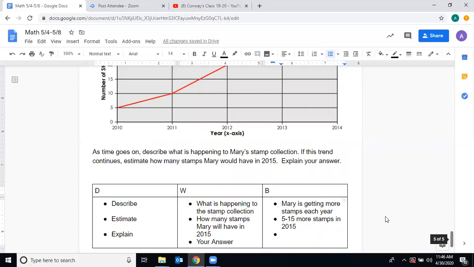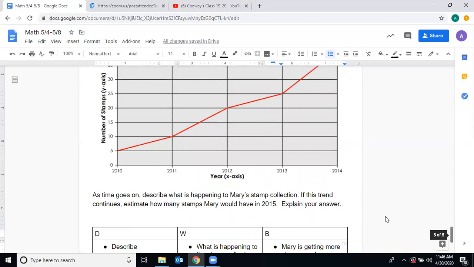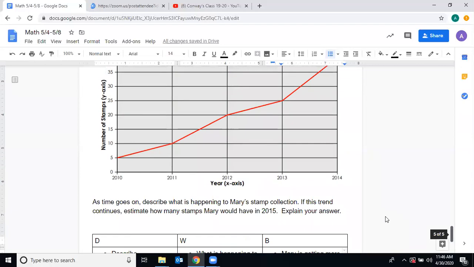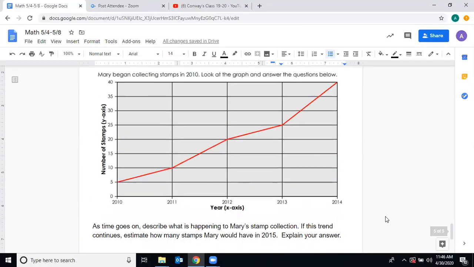All right, so make sure that you describe that Mary is getting more stamps as each year goes on. Make sure that you tell me how many stamps you think she would get in 2015. And then go ahead and explain why you think she would have that many stamps. 3 to 4 sentences for your full credit.